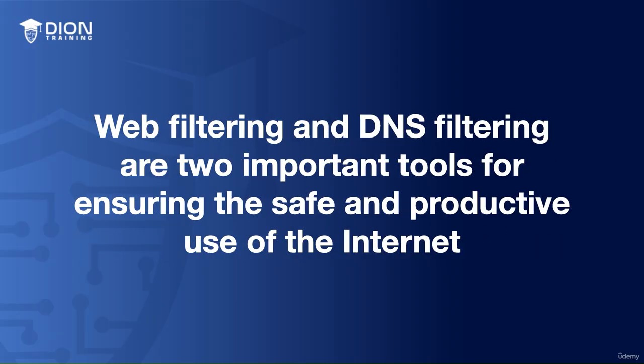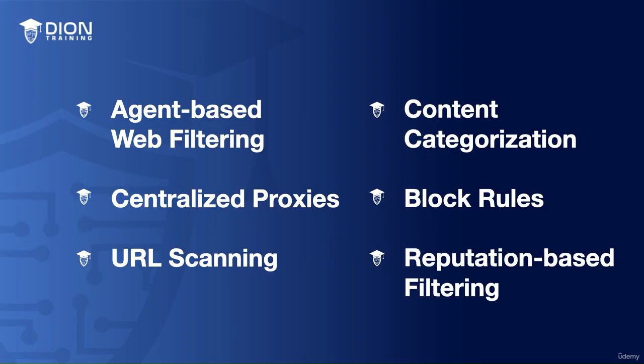So remember, web filtering and DNS filtering are two important tools for ensuring the safe and productive use of the internet. By using web filtering and DNS filtering, your organization can prevent its employees from accessing malicious or distracting websites while enforcing your organization's internet and usage policies. Web filtering can be agent-based or agentless, and it can involve URL scanning, content categorization, block rules, and reputation-based filtering. DNS filtering helps to prevent the translation of specific domain names to their corresponding IP addresses.